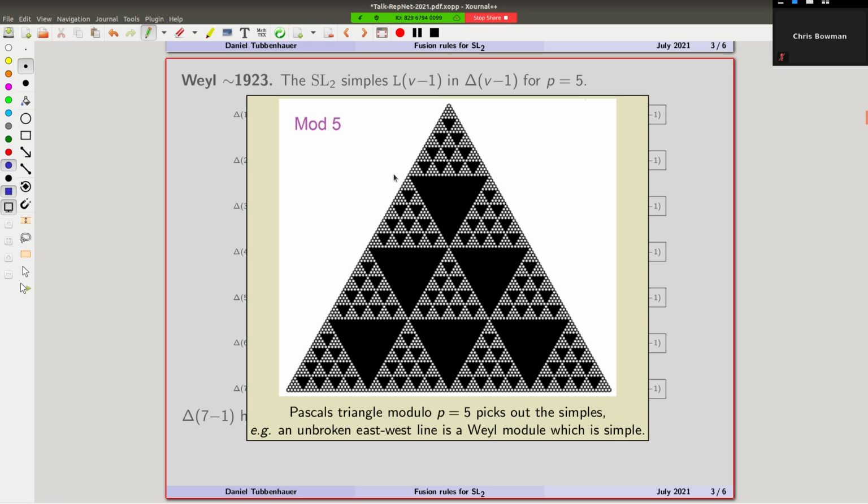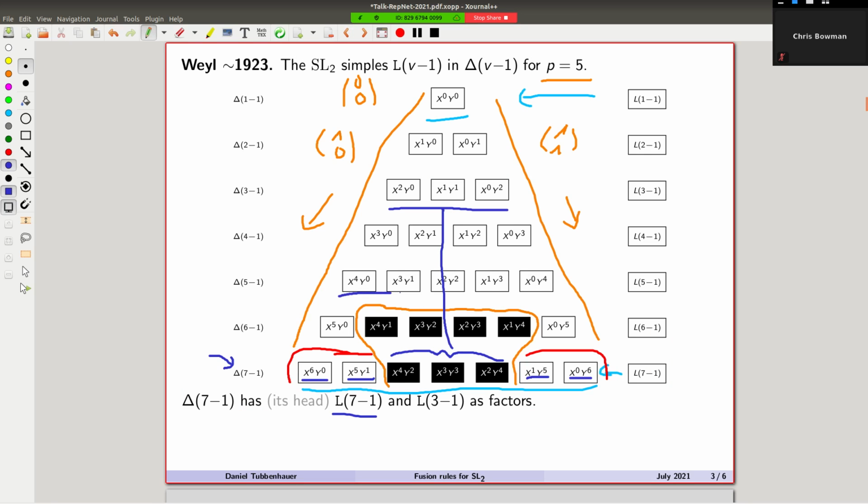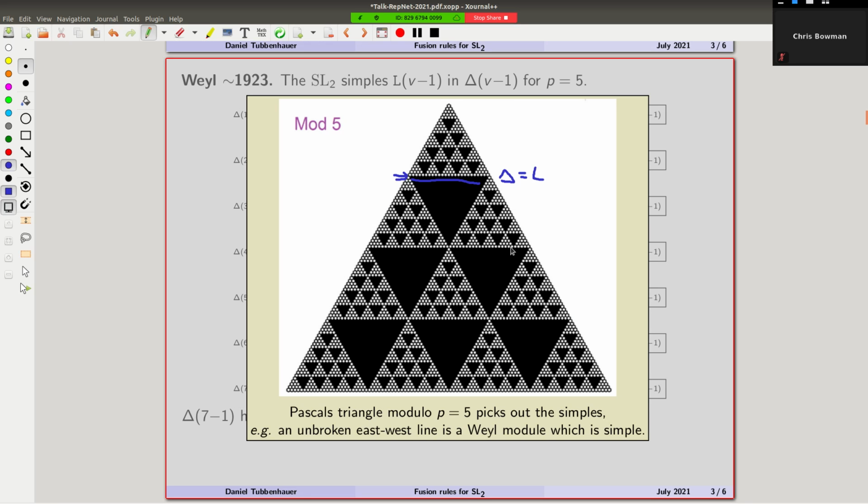So here, for example, is an unbroken east-west line, and right after it comes a very small delta, which is only supported on the 2 outermost points. And this just repeats itself in this very classical pattern of Pascal's triangle modulo 5, or modulo P in general.